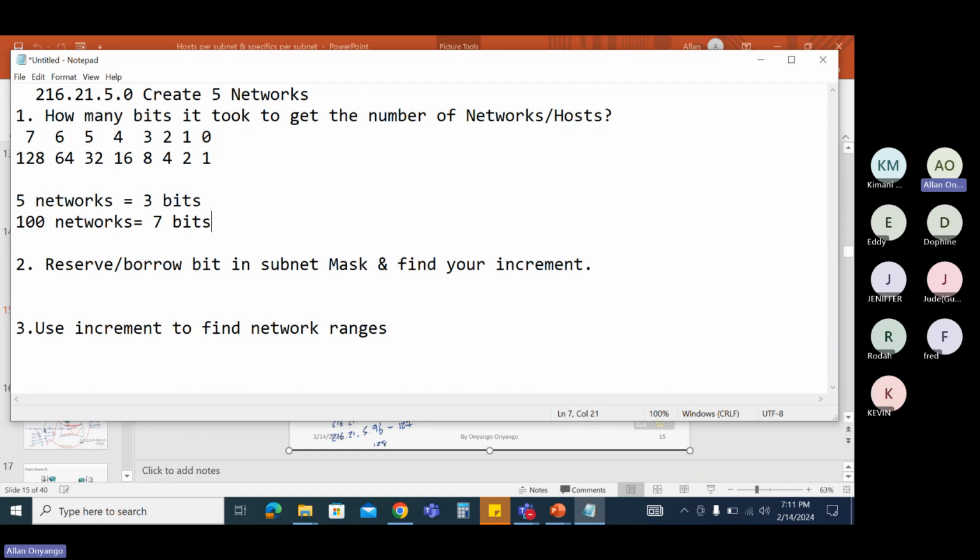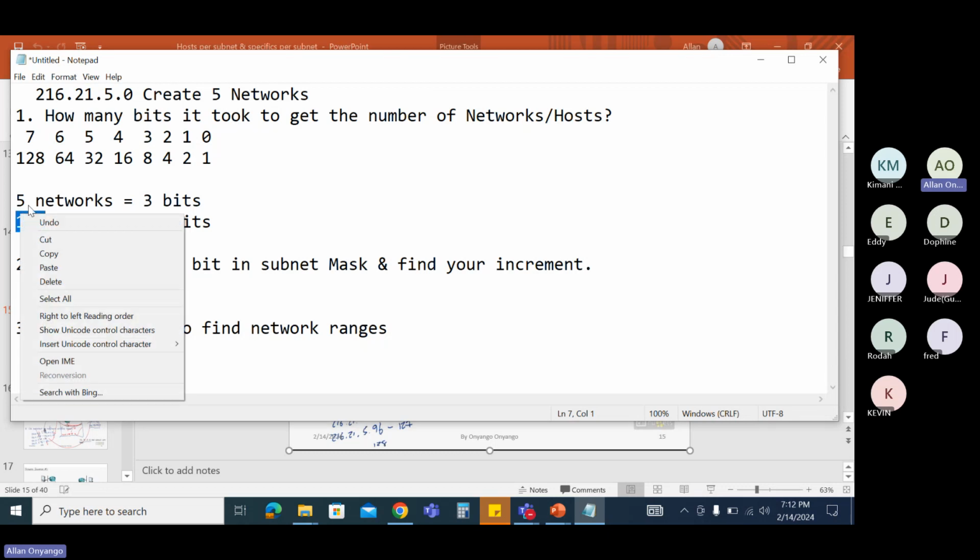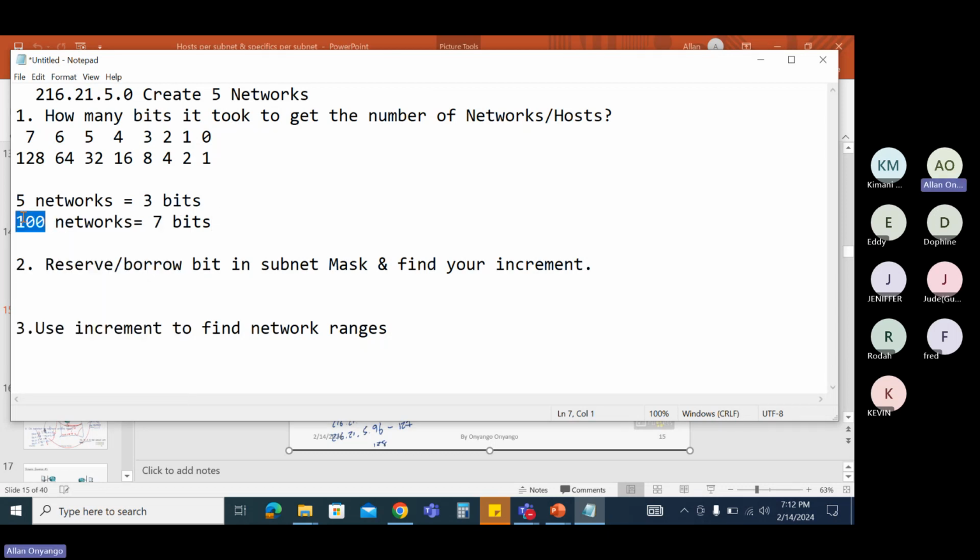Like if I'm telling you I want to create 8 networks. How many bits? Every time you are given a number that is available there, like 8, don't be confused, don't be tempted. Take the next one. If the number is among 1, 2, 4, 8, 16, 32, 64, 128, just close your eyes and take the next one. It has to be after that number. If you are given a number like 8, I want to create 8 networks.